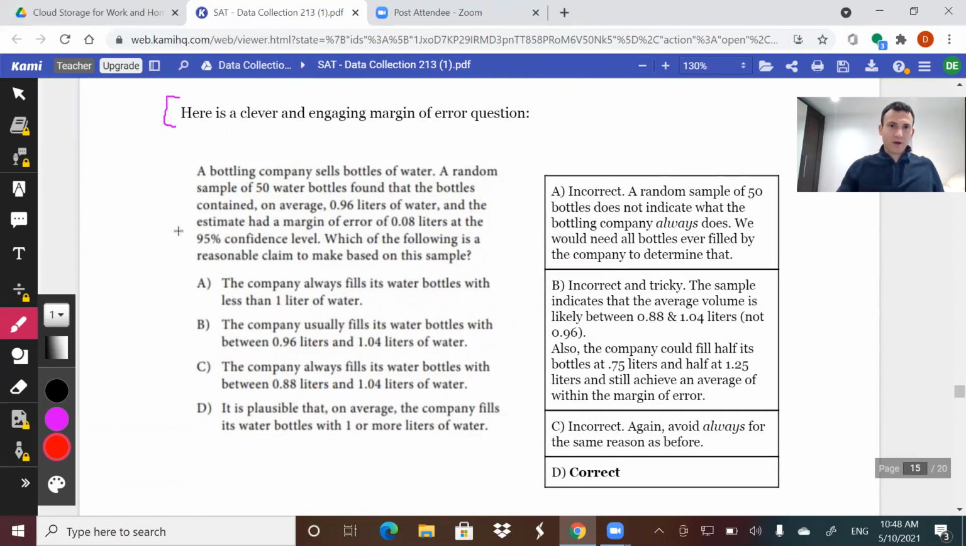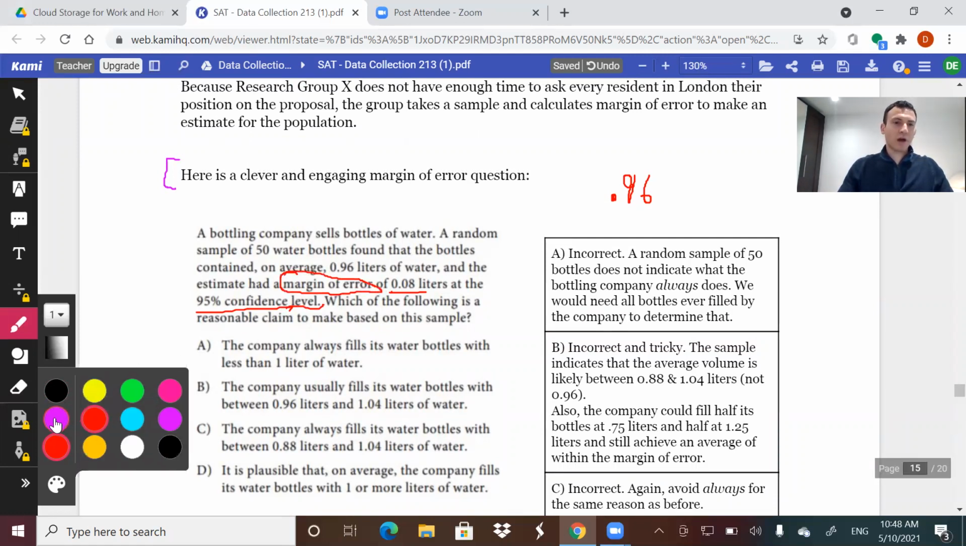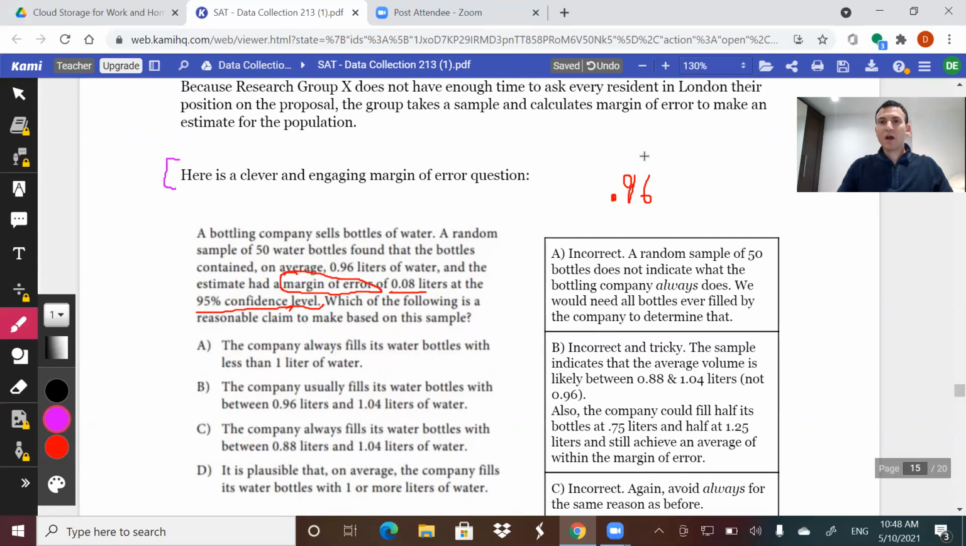A random sample of 50 water bottles found that the bottles on average contain 0.96 liters of water. And the estimated margin of error is 0.08 with a 95% confidence interval. Which of the following is a reasonable claim to make on the sample? Okay, so let's unpack what margin of error is. I'll briefly talk about confidence interval, but it's not something that you necessarily have to know for the test.